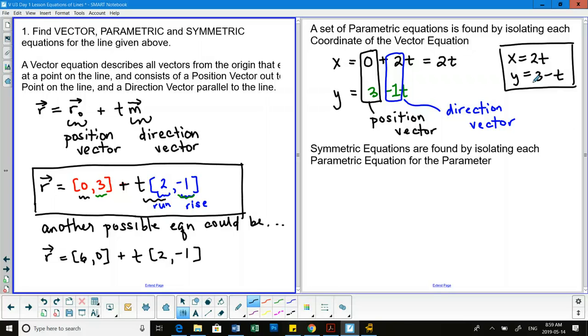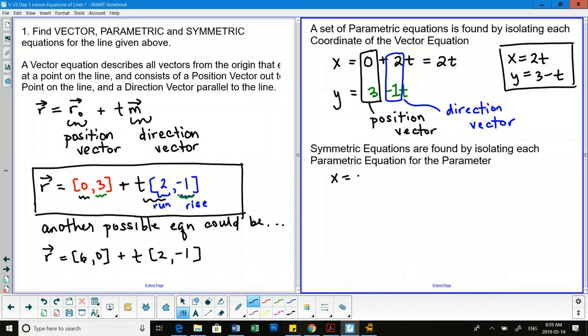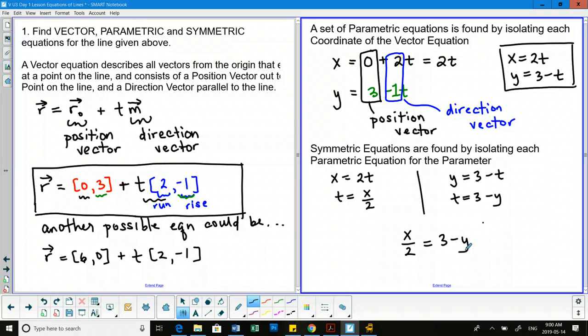Because if I know t in terms of x and t in terms of y, then I'll know that those two things are equal. So I work to take x equals 2t and to get t by itself. So I'll get t equals x over 2. And then I'll work to get t by itself in this equation over here, which means I'm just swapping the t and the y. And because I have t equals x over 2 and t equals 3 minus y, I can actually set these guys equal to one another because they're both equal to t. So these are called the symmetric equations.